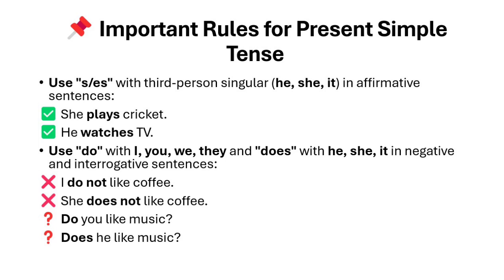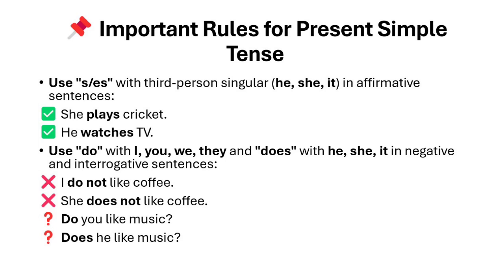Now see the examples. She plays cricket. He watches TV. Now see the difference between do and does. Use do with I, you, we, they, and does with he, she, it in negative and interrogative sentences. Only in negative and interrogative sentences. In short, use do with plural subjects, and use does with third person singular subjects.